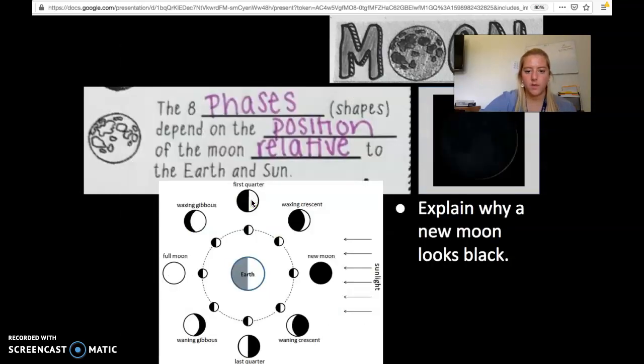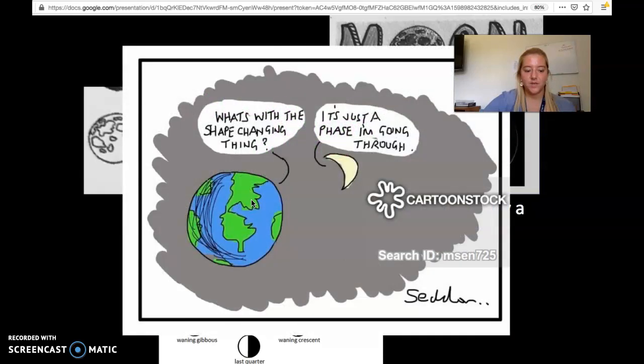We're going to talk more in depth about the moon phases in a later lesson, and we're also going to do an activity on it. Here's a funny cartoon for you. So what is with the shape-changing thing? Asks the earth. The moon says, it's just a phase I'm going through. Thought it was funny. You might not.